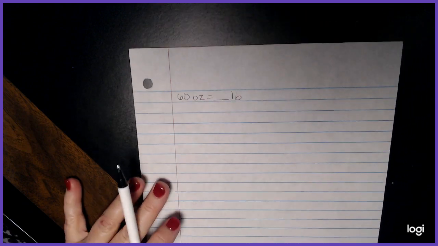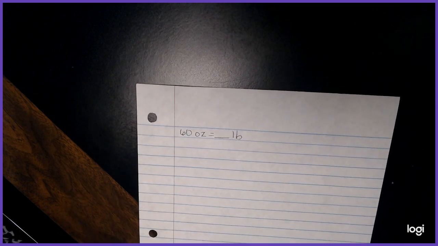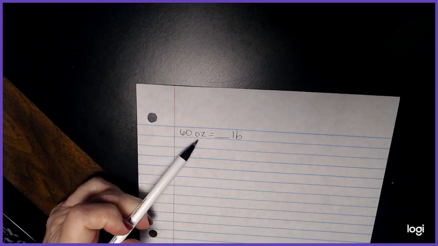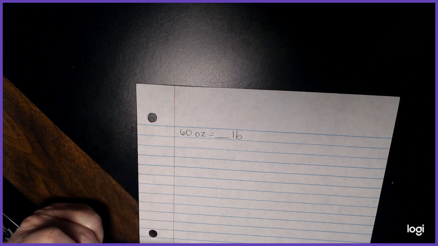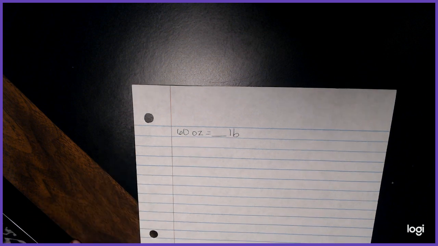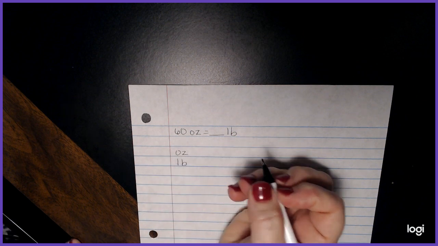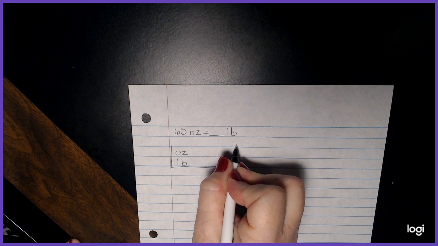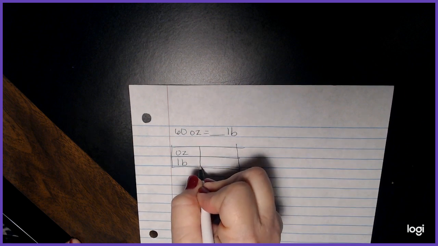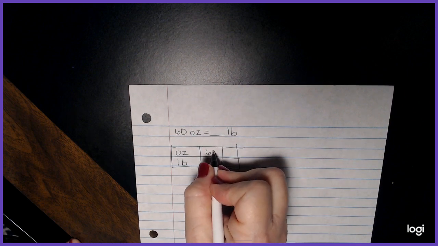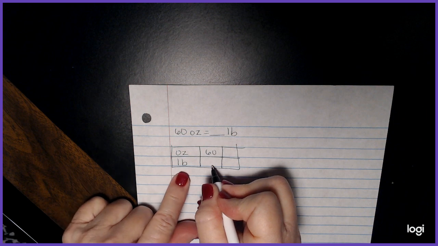All right, well, next one that we're going to do is this. Looks similar. We're going to still convert. This says 60 ounces equals blank pounds. So we're going to solve this exactly the same way. We're going to make our chart, our ratio table. And I know I have 60 ounces. I don't know how many pounds that is.